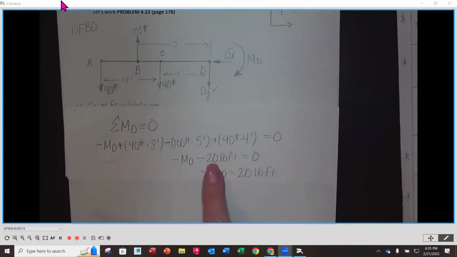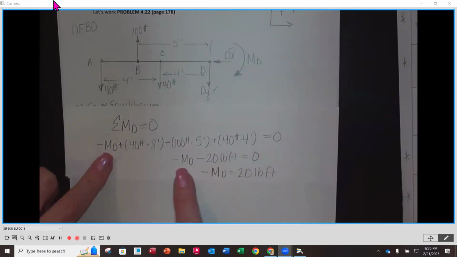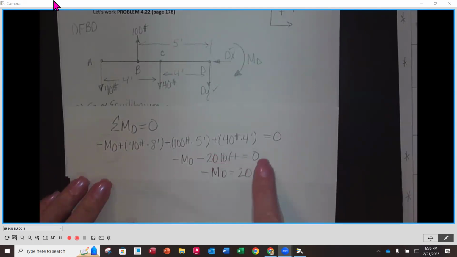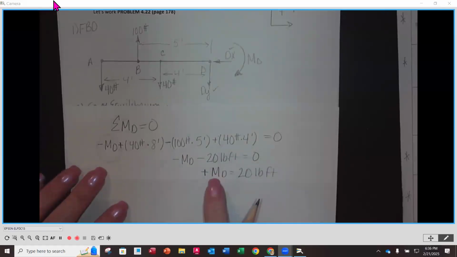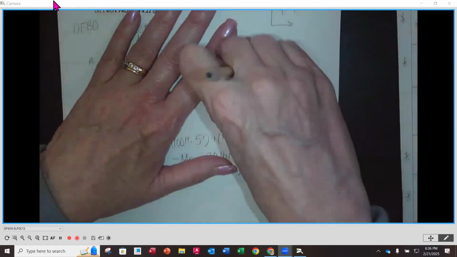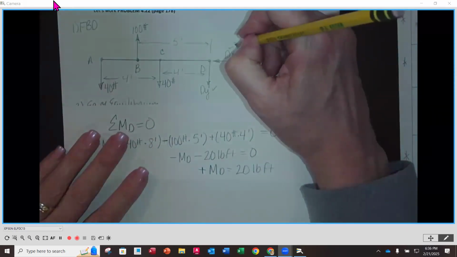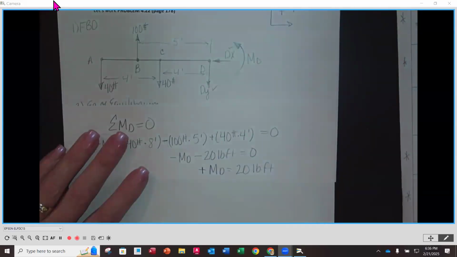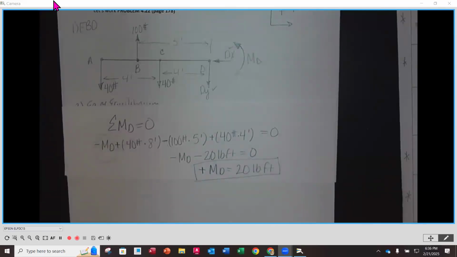So you'll notice here on this line, we have negative MD, moment at D, minus 20 pound-feet is equal to 0. I'm going to put that minus 20 pound-feet to the other side. It becomes a positive. I have a negative value for my moment at D. That means that I did not assume the correct direction. So all I'm going to do here, just like I did for the other ones, I'm going to make this positive. I will not leave a final answer as a negative. And I'm going to erase my arrow, and I'm going to draw it going the opposite direction on my free body diagram. Okay. And now I can put my box around my moment at D.